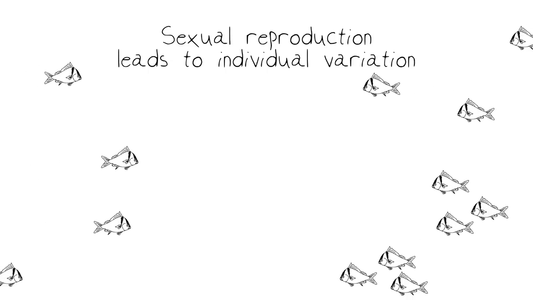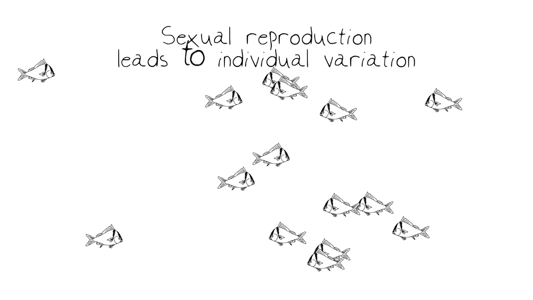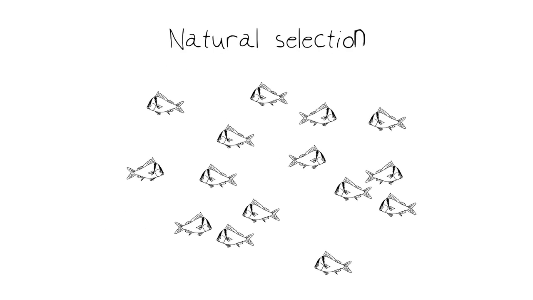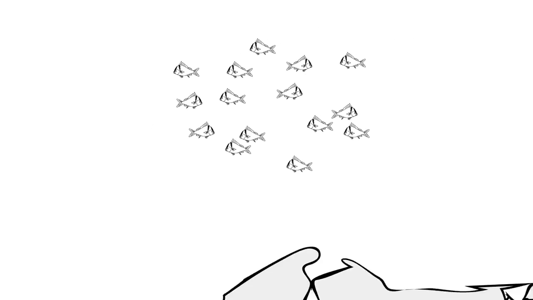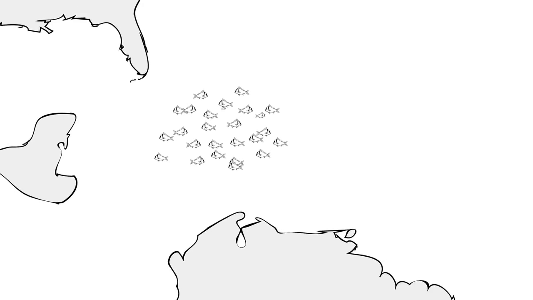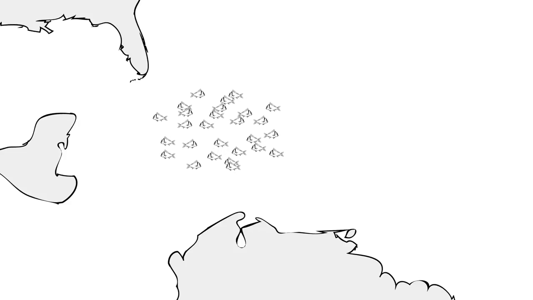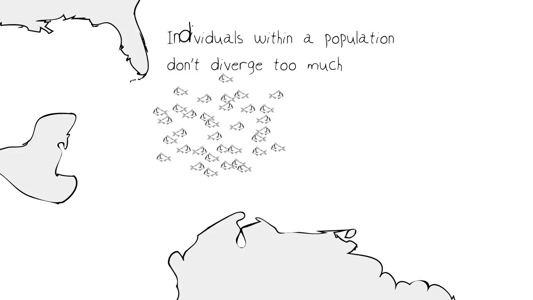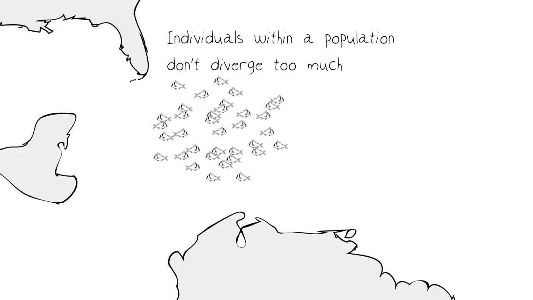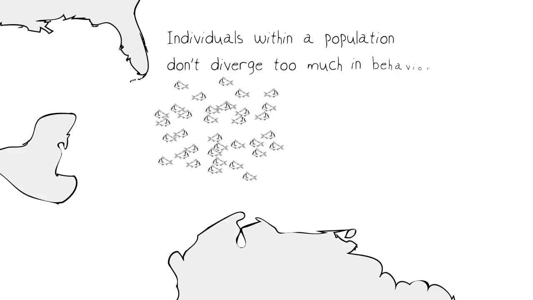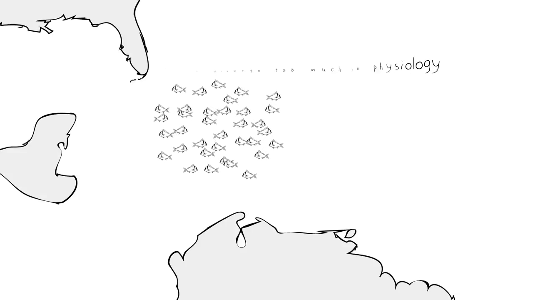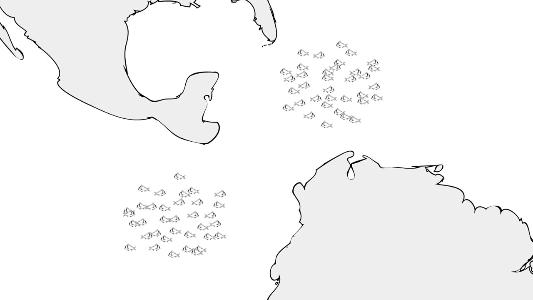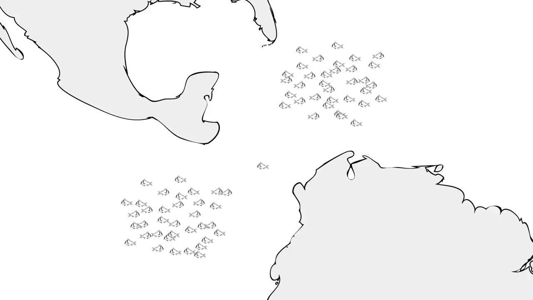So we've seen how sexual reproduction can lead to tons of individual variation within a population, and how populations will change over time as a result of natural selection. But ironically, at the same time, when there is widespread breeding among members of a population, the resulting mixing of genetic information within the whole population also means that individuals within the population don't diverge too much from each other in form or behavior or physiology.